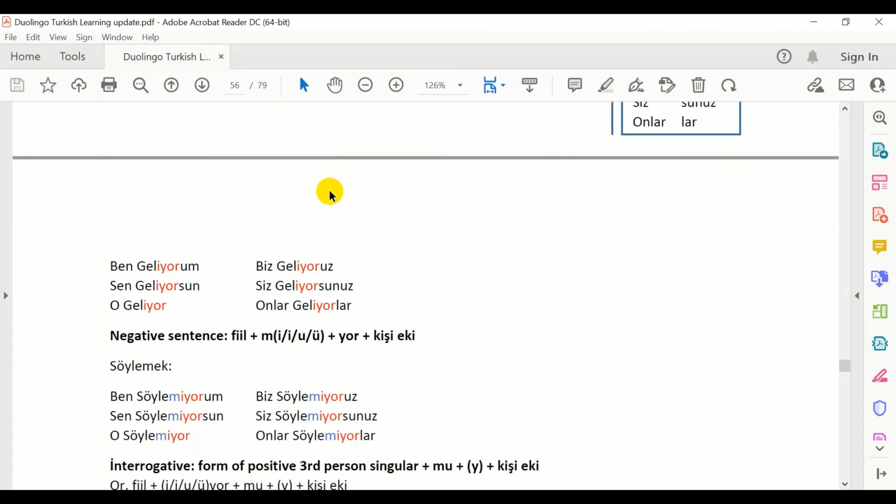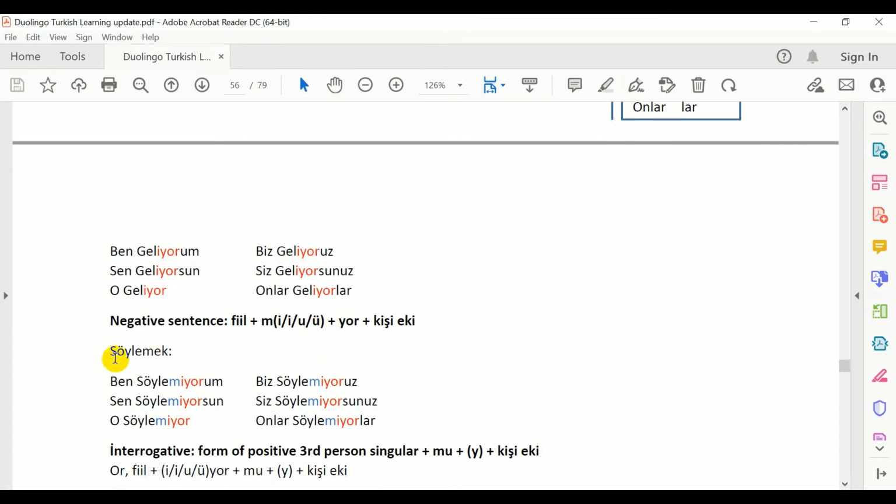Now let's study the structure of the negative sentence. Well, for a negative sentence, also it is very easy. Only and only you are adding the letter M before adding that suffix. As simple as that. See, söylemek means to say. Ben söylemiyorum. I'm not saying, or I'm not telling. See, only and only you have added this letter M before the suffix. Other structures are the same as the positive structure.